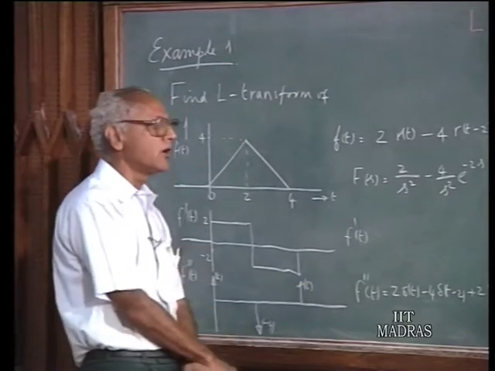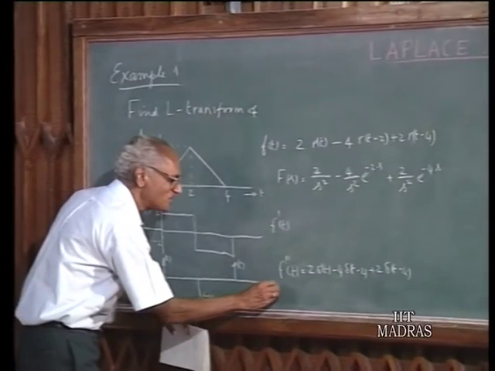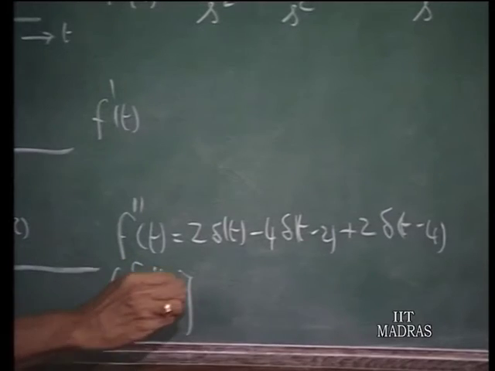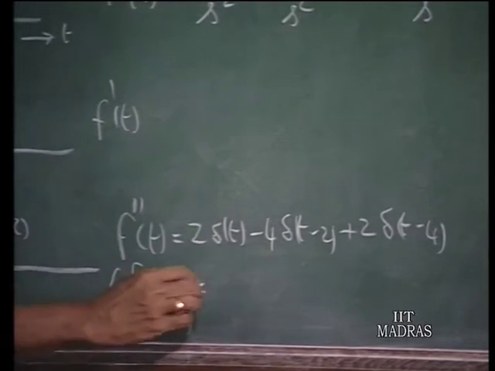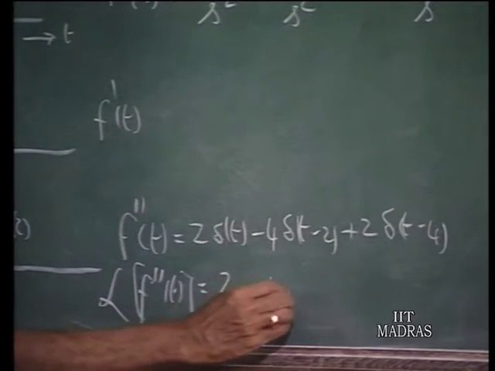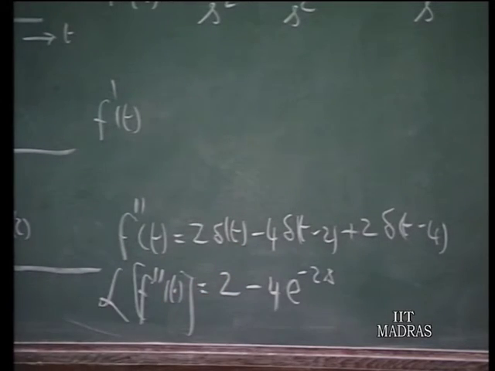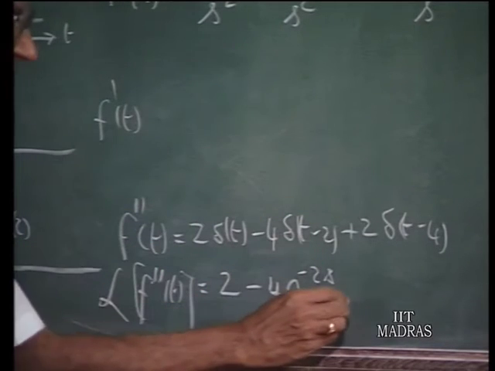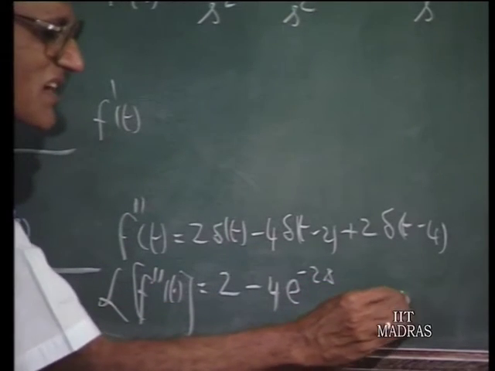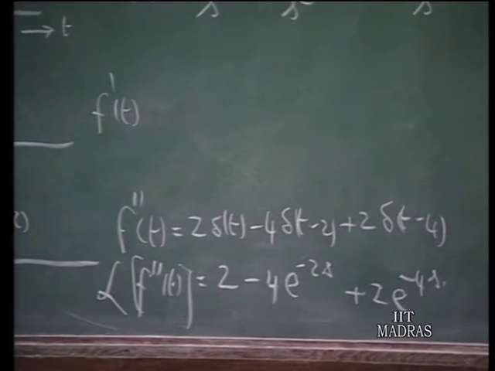The second derivative now consists purely of impulse functions, therefore, its Laplace transform is easy to find out. So, the Laplace transform of the second derivative: delta t has a Laplace transform 1. So, it is 2 minus 4 e to the power of minus 2s, a delayed impulse, and this is again a delta function, therefore, this is 2, but it is a delayed impulse, therefore, you must introduce a term e power minus 4s. So, that is the Laplace transform of the second derivative.